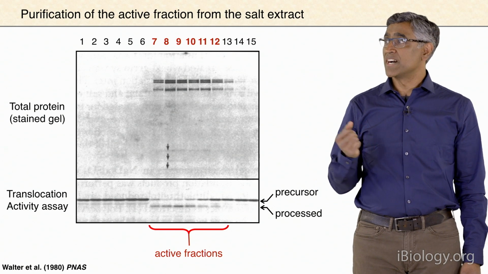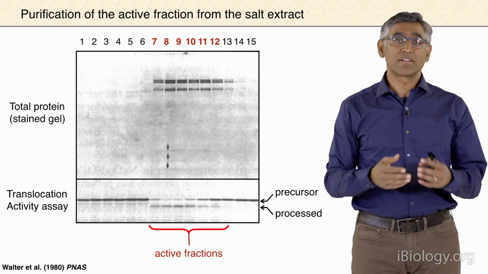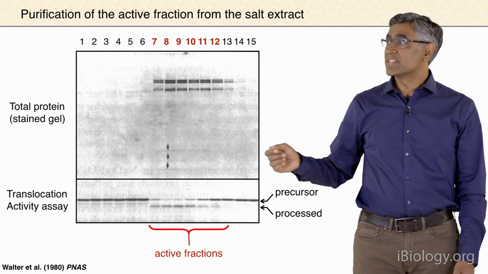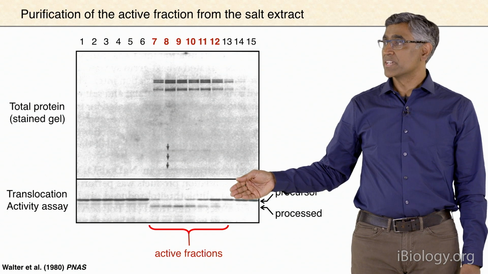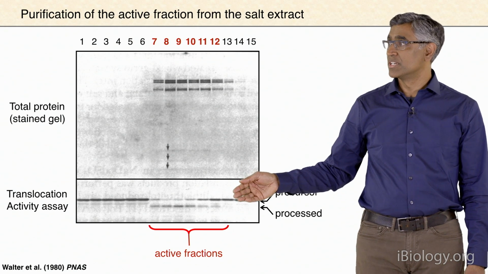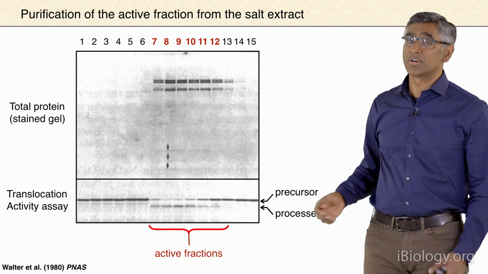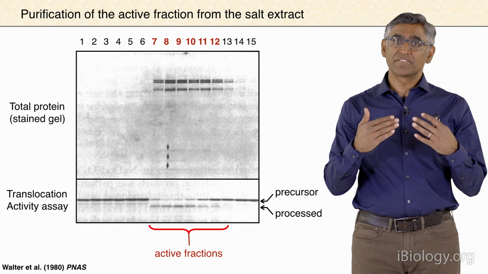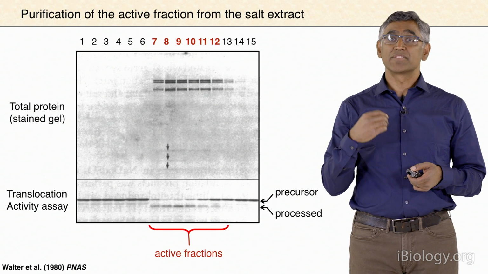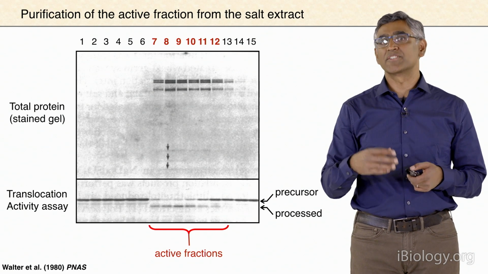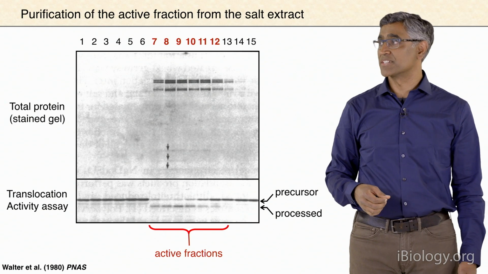And so what you can see on the top is a number of different fractions, in this case, separation by size. And some of those fractions, if you check them for a translocation activity, convert the precursor of a secreted protein into a processed form. And remember that shift in size is indicative that the signal peptide of that precursor is being removed, which is an indicator that it's successfully getting into the ER vesicles in this reaction.